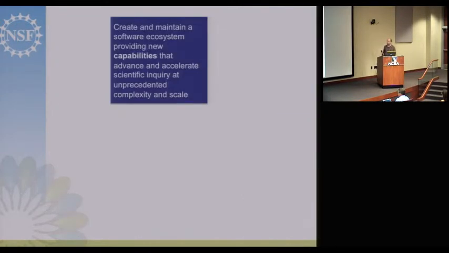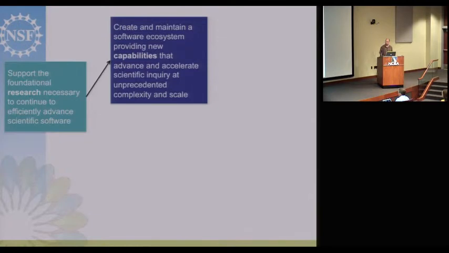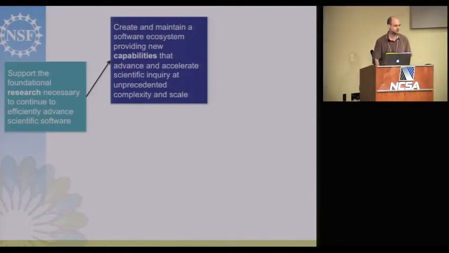So at NSF, in the software programs, we think of the central thing that we're really trying to do is to create and maintain a software ecosystem that provides new capabilities to advance and accelerate scientific inquiry. In order to do that, we need to bring in foundational research. There's computer science research, there's research in different domains, that people are trying things, and as those things work, we need to make sure that they move into the ecosystem and they become available to more people.